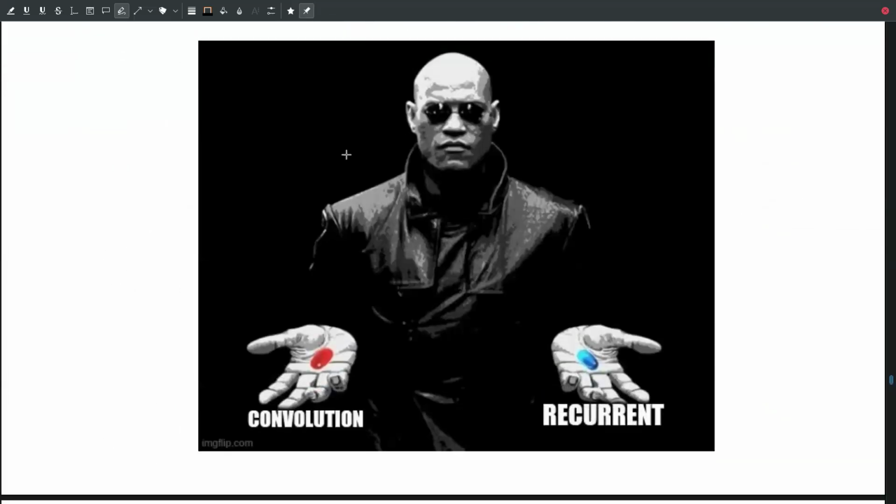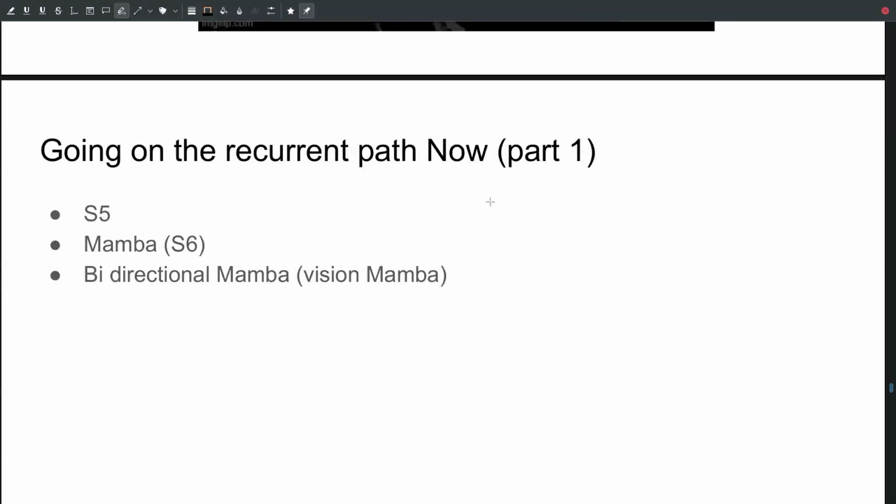So let us imagine Morpheus in The Matrix giving you two pills: the red pill being convolution and the blue pill the recurrent one. Kind of fine, but I just thought it was funny.